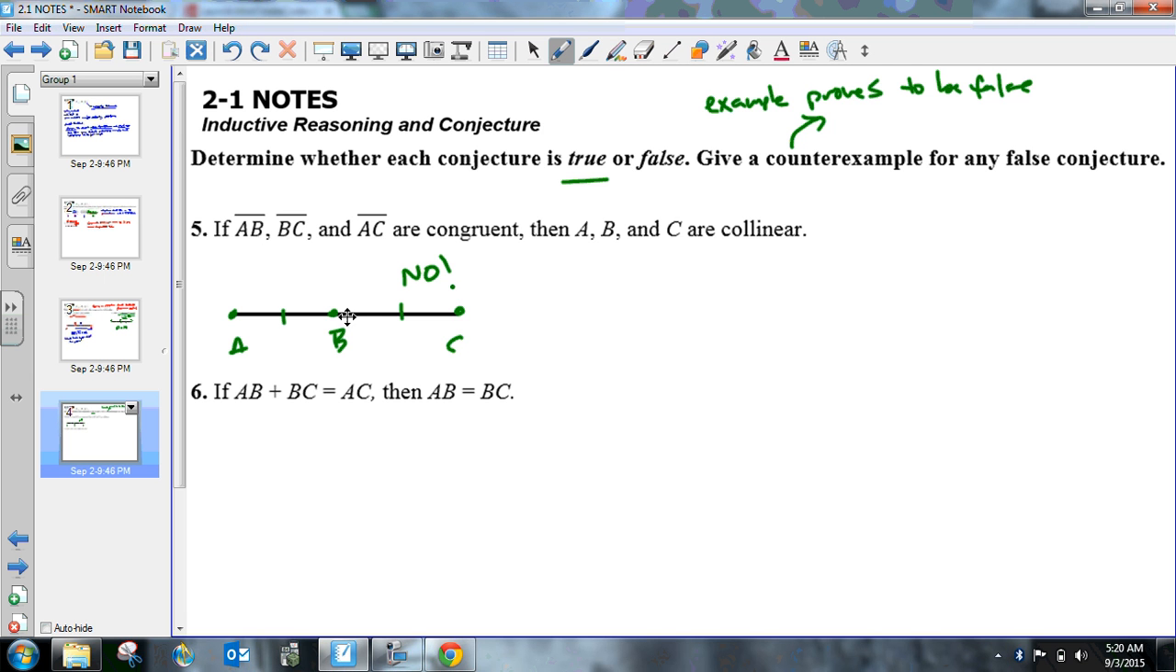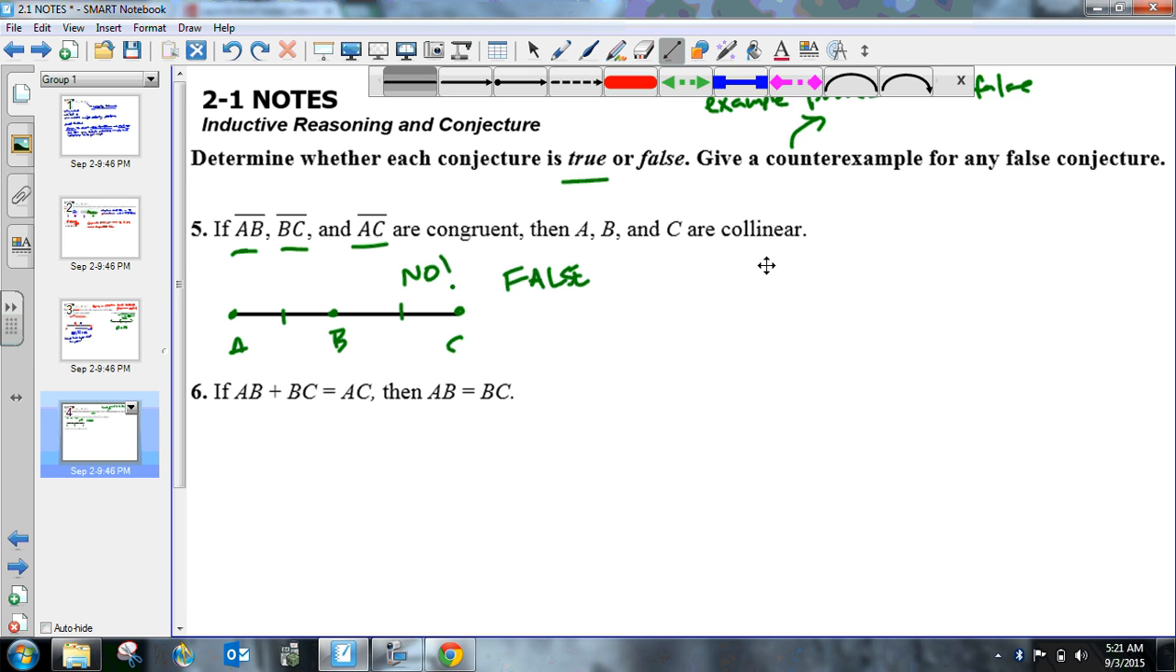This is an example of how it wouldn't be. But the problem is that I haven't identified that AC is congruent. So this is no, this is false. But let's come up with a reason why. Let me show you that I can have these 3 segments be congruent and they won't be collinear. This is when they're trying to be collinear, and it doesn't work. AB is congruent to BC, but AC is not congruent to the other two.